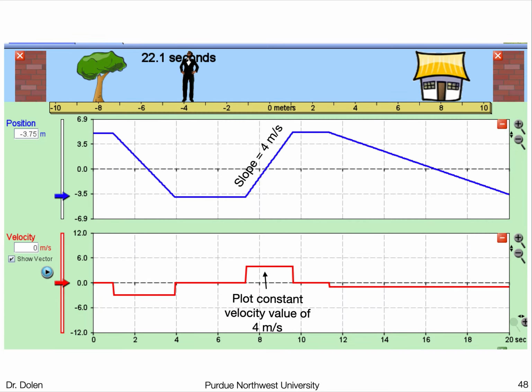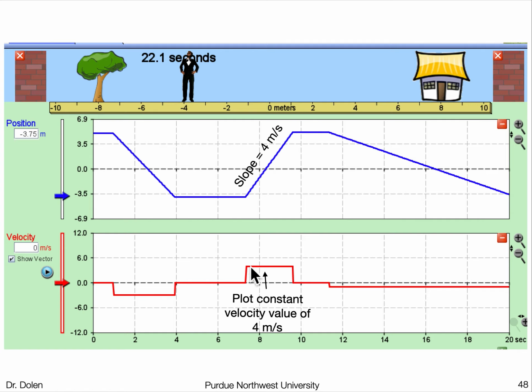So let's go back to our example from before. We've seen this position versus time graph already of this person walking, and I've zoomed in a little bit, but it's the same graph we saw earlier. And I can pick different moments in time, for example, from about time equals 7.5 seconds to time equals about 9.5 seconds. During this time period, I can calculate the slope by looking at my change in position over some period of time. And when I do that, I find the slope of this line is 4 meters per second. And then I can also graph that on my velocity versus time graph.